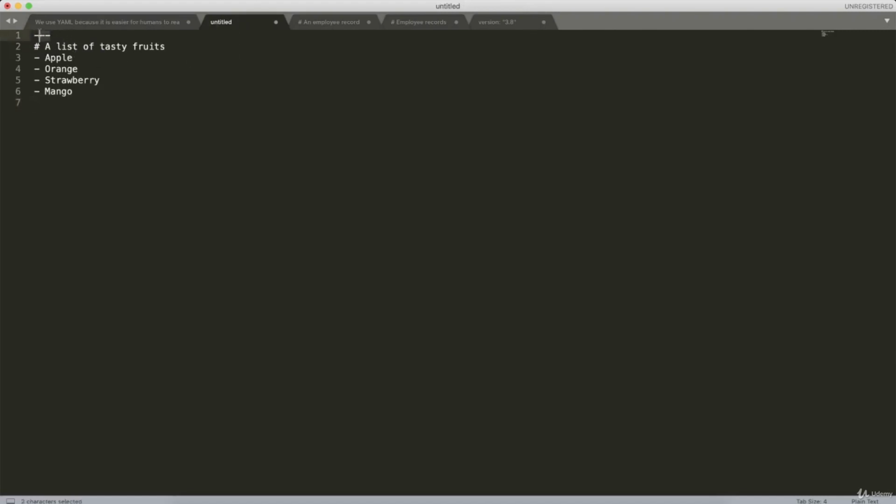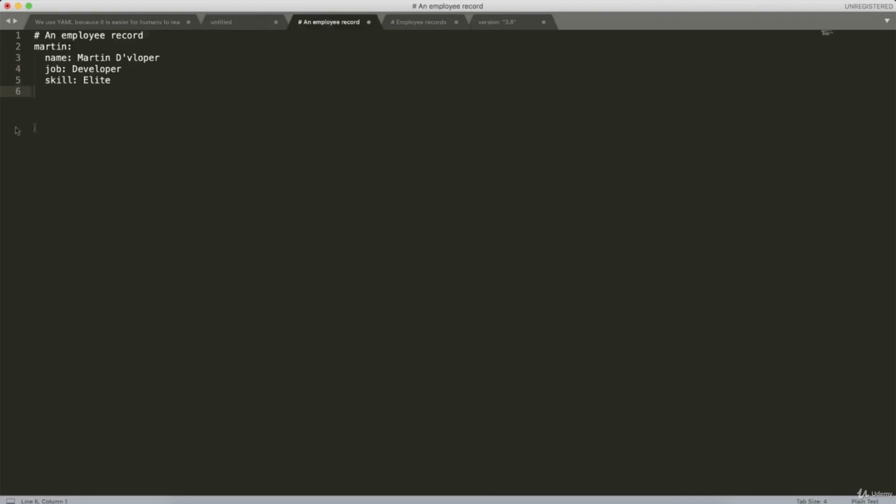So you can see we start with the 3 dashes like this, 1, 2, 3, and then this is the comment. Okay, well, this is just an arbitrary example. Okay, just follow me for now. All right, now here you can see that we have a list of tasty fruits, which is apple, orange, strawberry, mango. Now you can see that here we have a dash, and between the dash and the apple is a space. The same for orange and strawberry and mango.